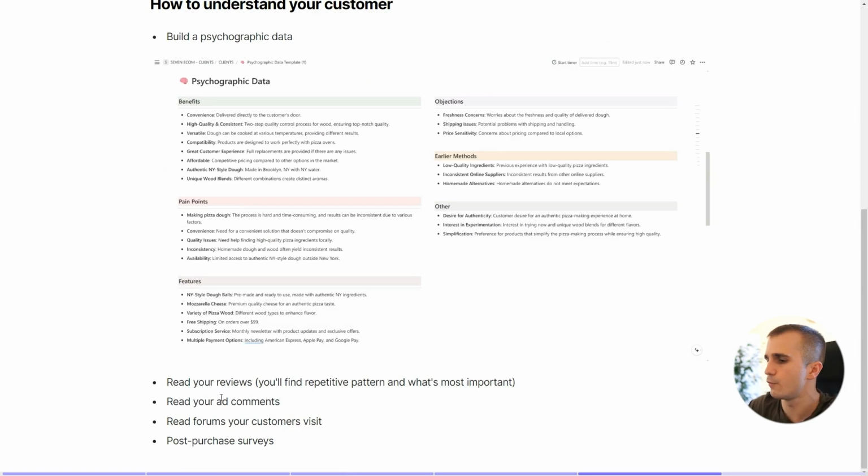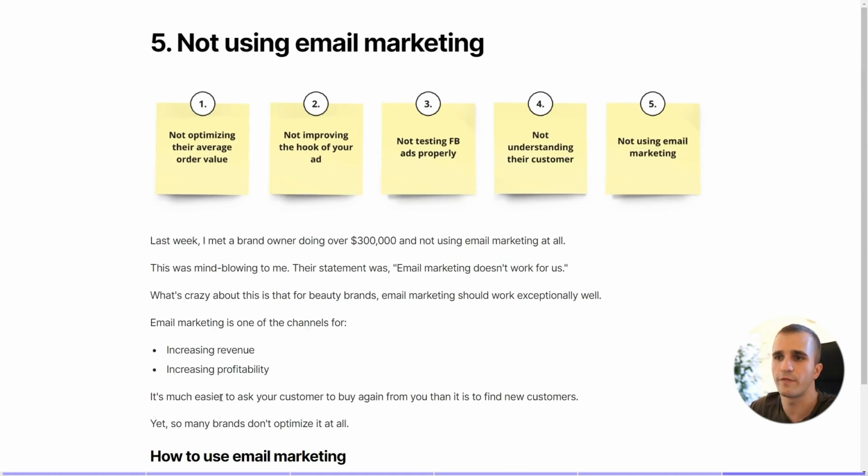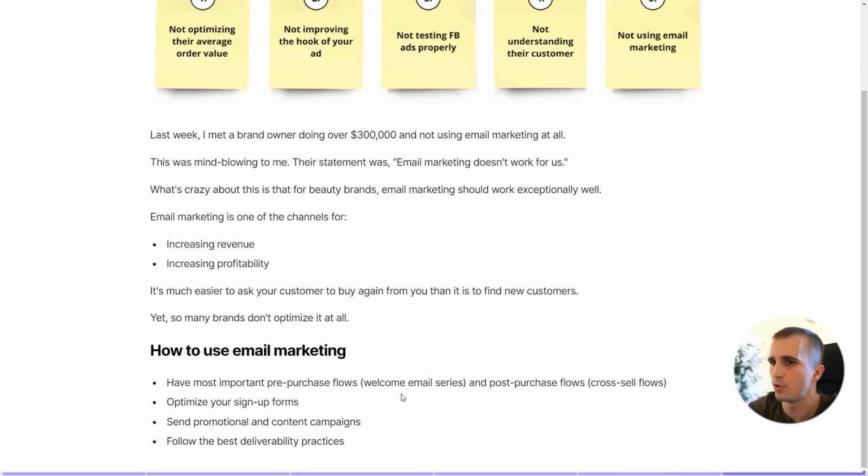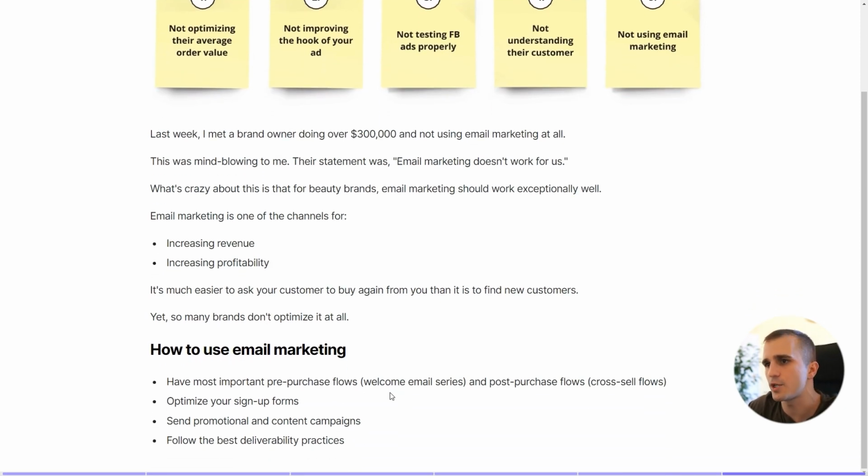And the fifth thing, which in my opinion is the thing I see most often, is that people just don't use email marketing, and that's just a shame. You need to use email marketing because it will increase your revenue and it will also significantly increase your profitability, which is even more important for e-commerce brands. It's much easier to ask your customers to buy again from you than it is to find new customers, yet so many brands for some reason don't use email marketing, and that's just a shame and an opportunity for agencies like us.